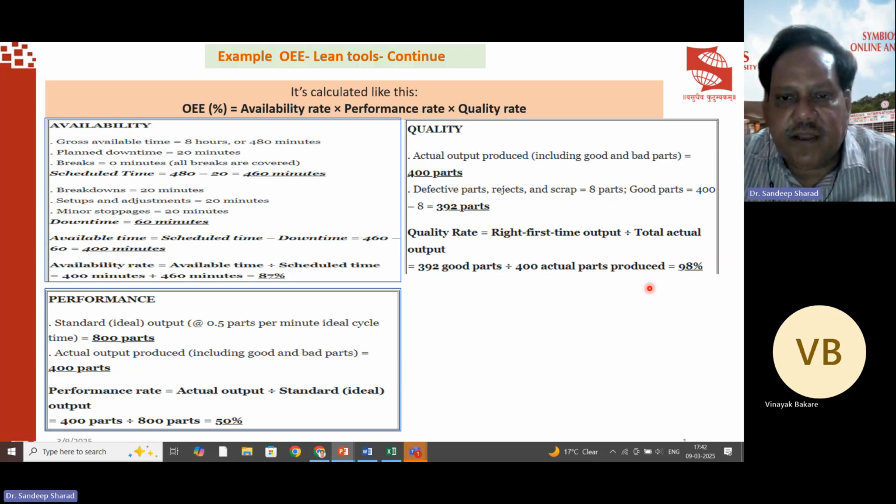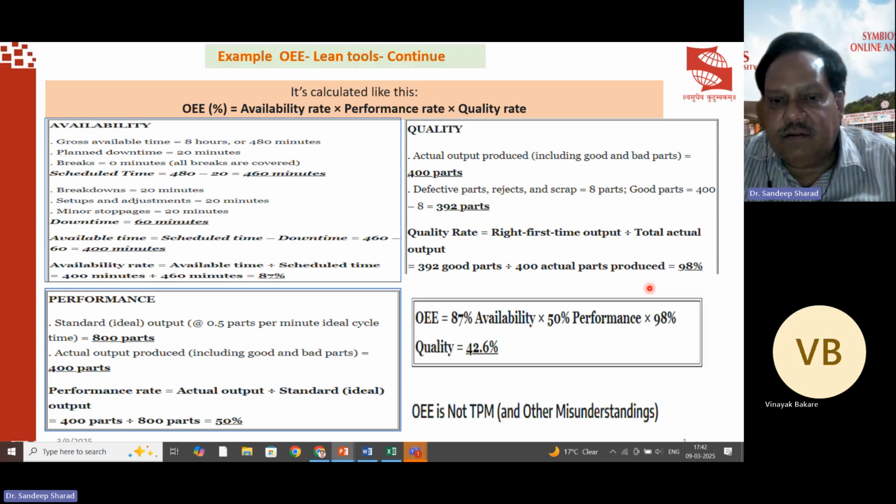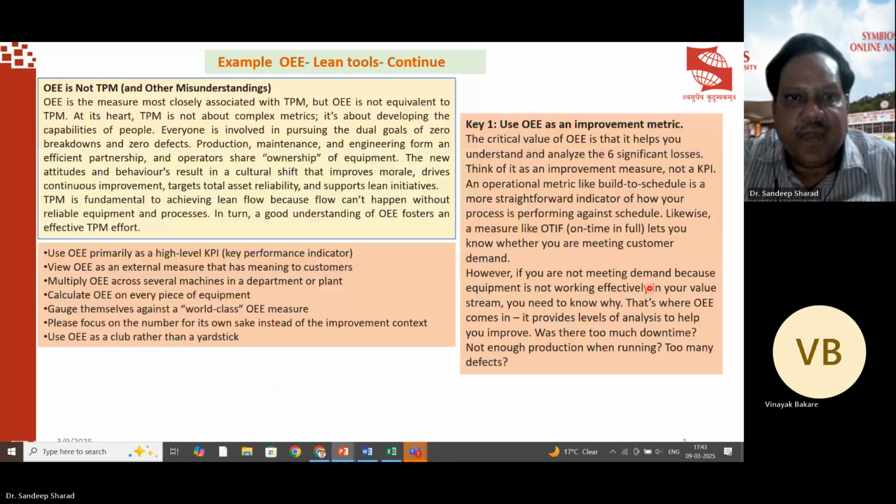So if we just multiply all these three, it will give us your OE: 87% availability, 50% performance, and 98% quality. So 42.6% will be the OE. So OE is not the TPM, that is a common misunderstanding. OE is basically overall equipment effectiveness, either in the particular system or in the particular equipment itself. So examples of OE, lean, continue.